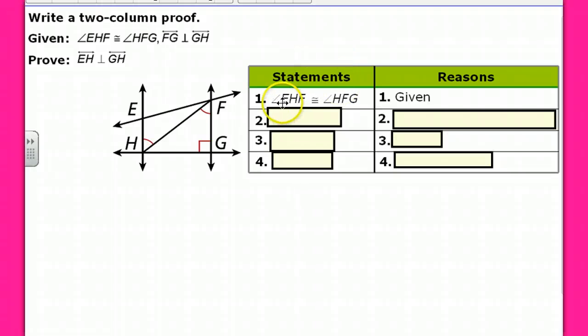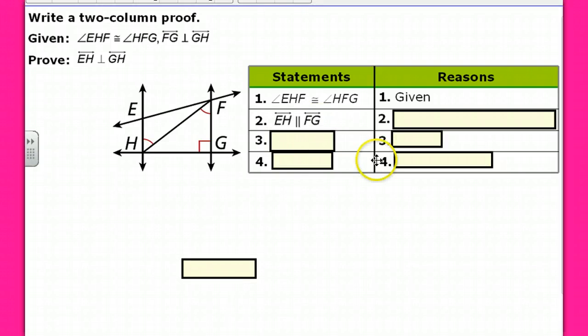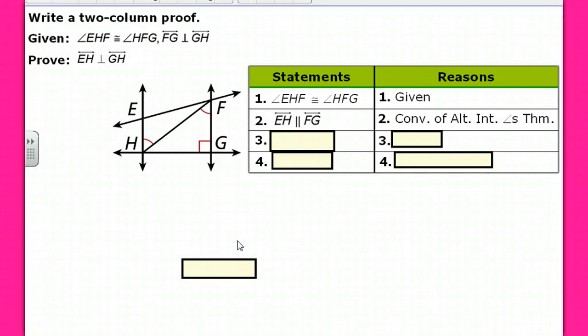So, Sydney, what might we say flowing from the fact that these two angles are congruent? EHF and HFG. This one and this one. So she's saying EH and FG must be parallel. That flows from there. Good. And that's based on what? Converse of the alternate interior angles theorem. Good job. Okay? And so we now know that EH and FG are parallel.